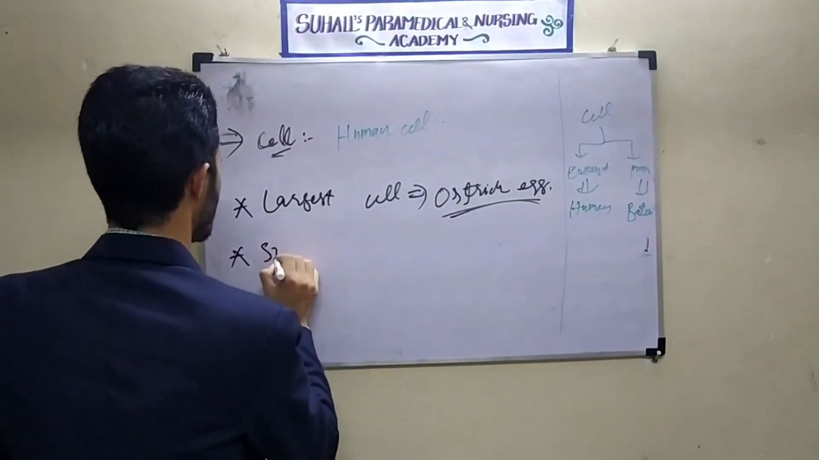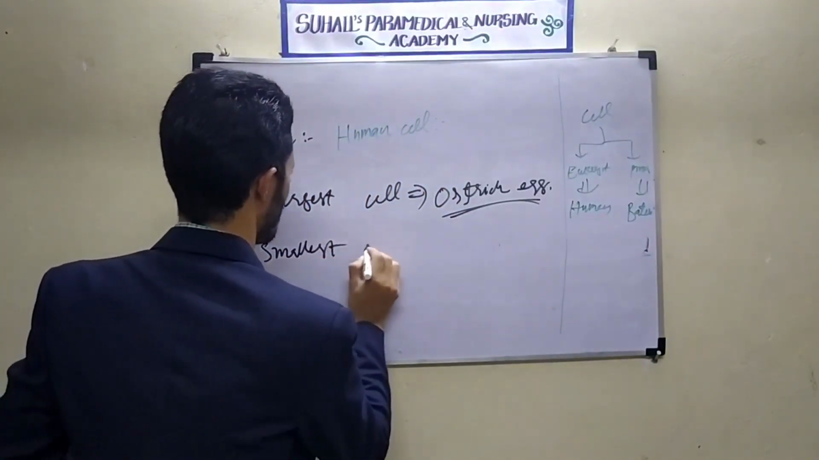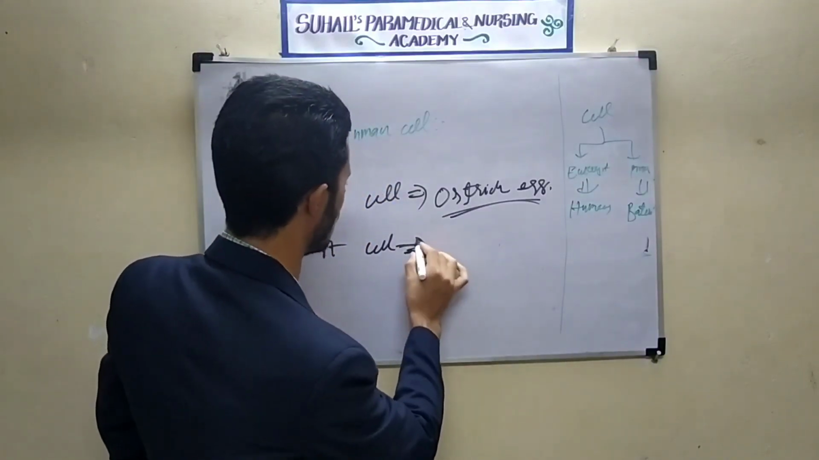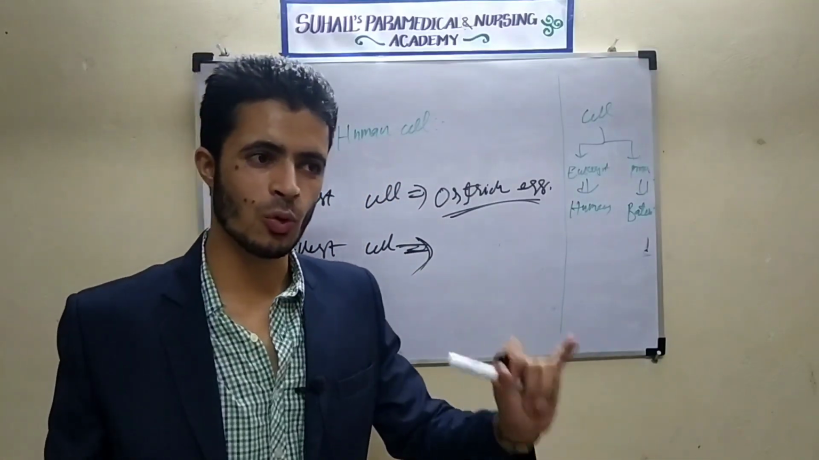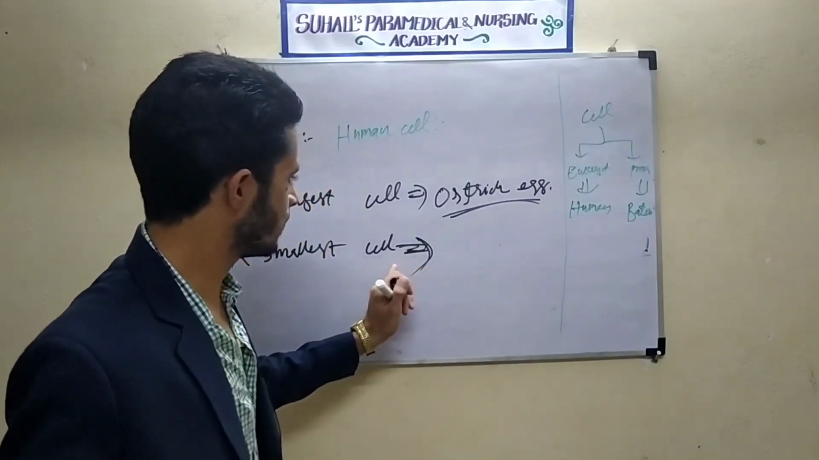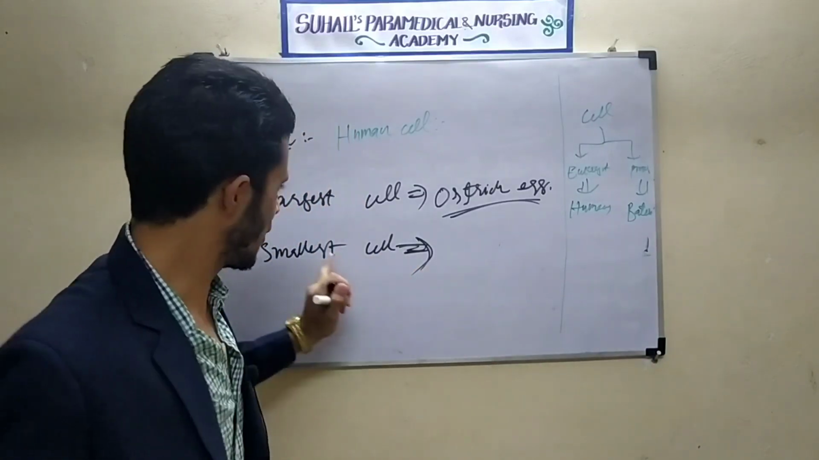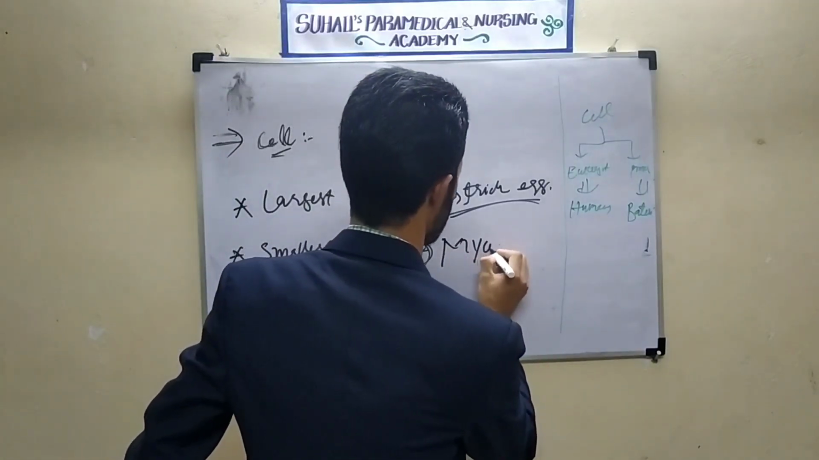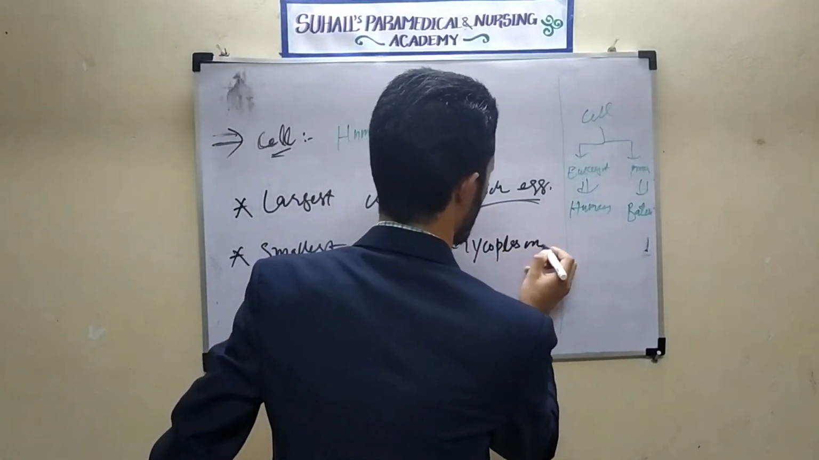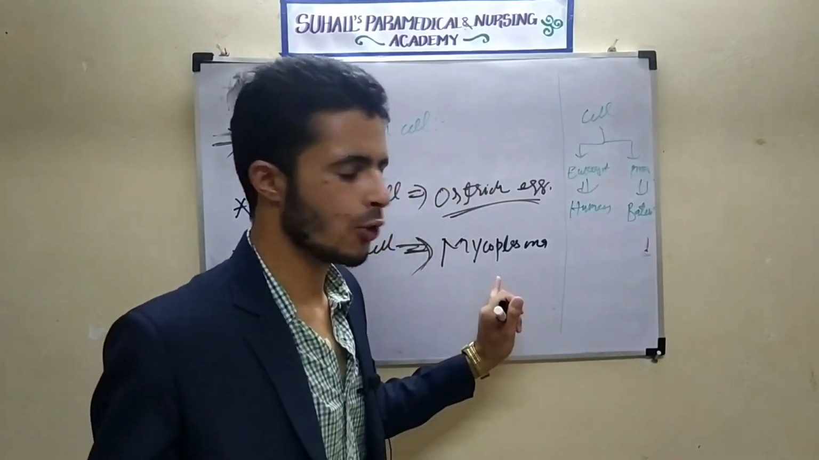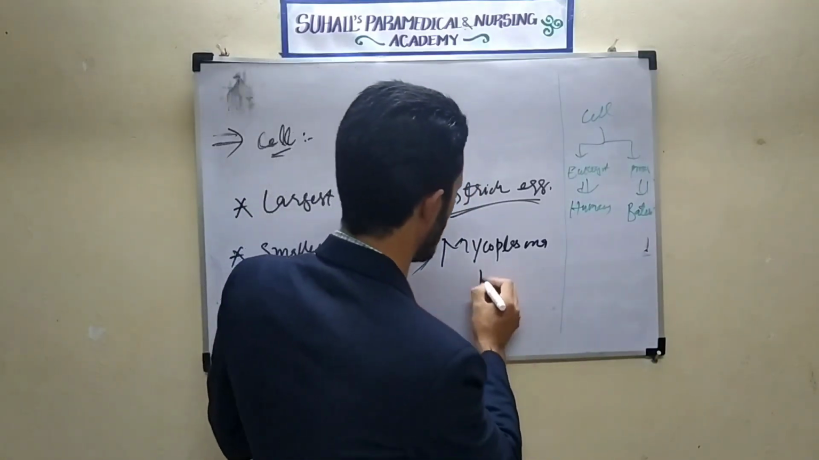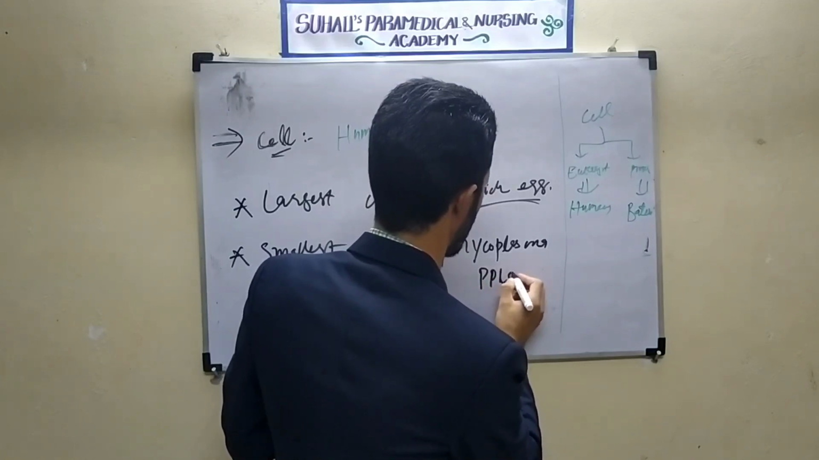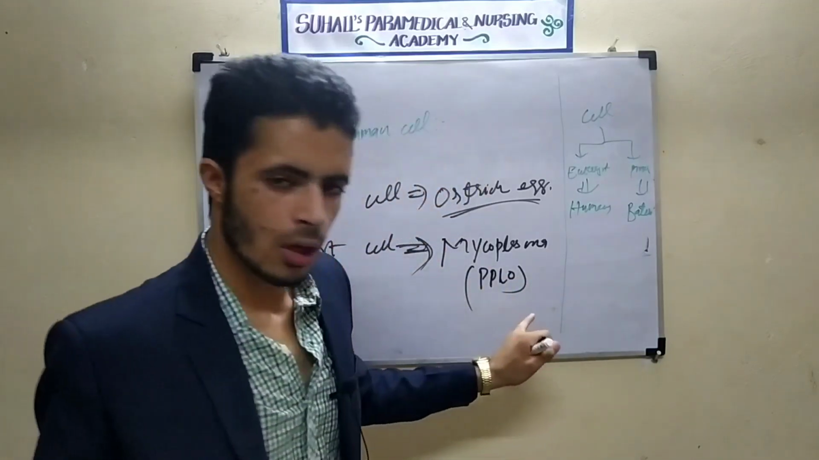And what is the smallest cell? We are medical students, and all medical students should know about the smallest cell. Those who are studying this should know that the smallest cell is mycoplasma. Mycoplasma was previously called Pleuropneumonia-like organism, PPLO.